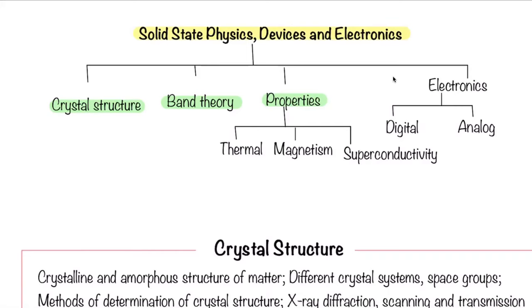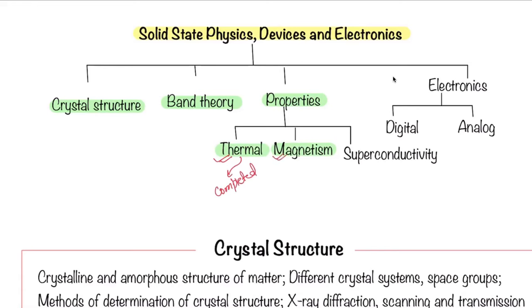Now, let's see the properties: thermal and magnetism. In thermal properties, we have already studied the Debye law, the T cube law, all those things we have already covered in thermodynamics. Whatever we have covered, like specific heat of the solid, the thermal properties of solids, specific heat, Debye theory, all these things we have completed. So this we can mark as completed, right? That is all we require to know.